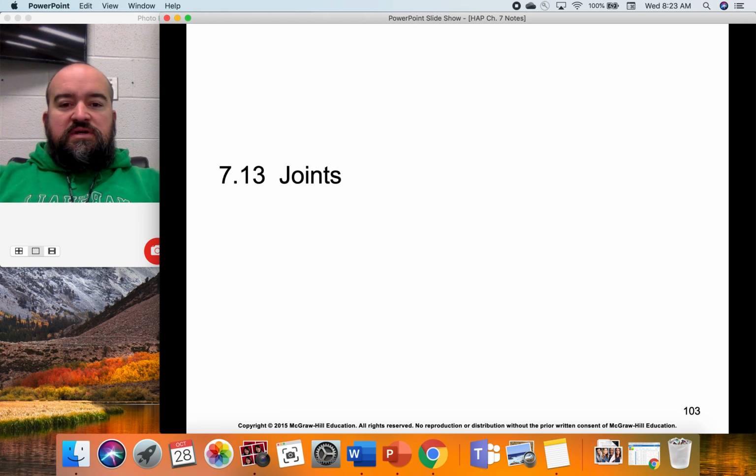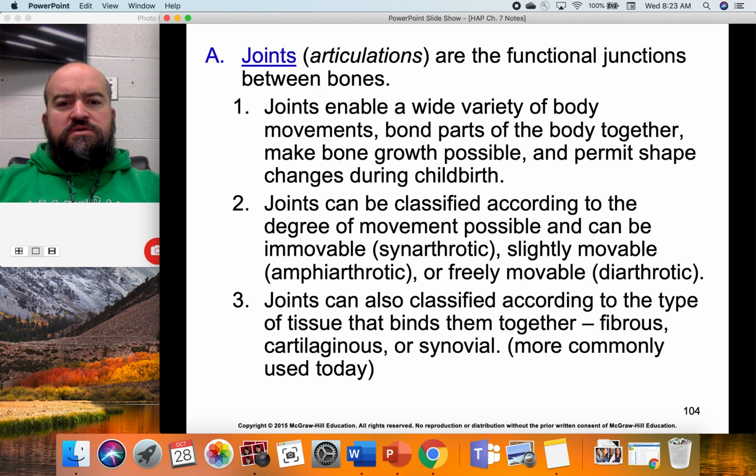Here, anatomy. This is chapter 7, the last portion. This is joints and joint movements. Here we go. Joints are also called articulations. It's a synonym for them.